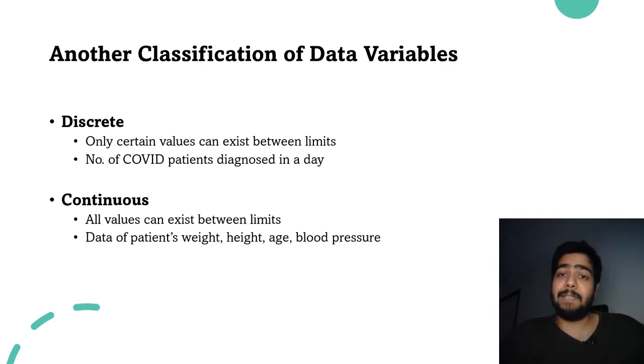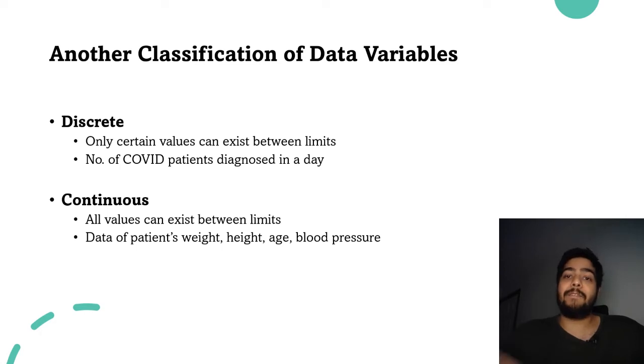The data variables can also be classified as discrete and continuous. If data variables can only have certain values between some limits, then these are discrete. For example, number of COVID patients diagnosed in a day. So it can be 2000, 3000, but you cannot say that there were 150.2 patients diagnosed on a day.